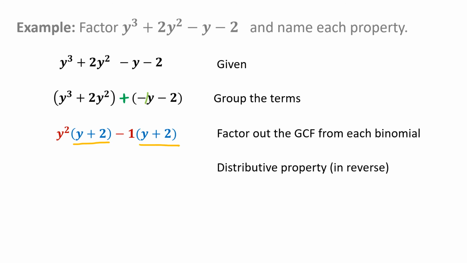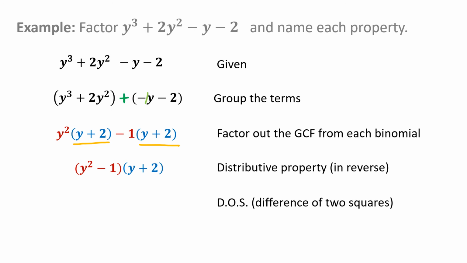All right, next we do the distributive property, but this time in reverse, not the way you're used to seeing it, which leads us to this. And always check when you get here, is there anything else I could do? Can I factor more? And the answer is yes. Look at the y squared minus 1. That's a special pattern called a difference of two squares pattern, and we can factor that to y minus 1, y plus 1. And that's our final answer.